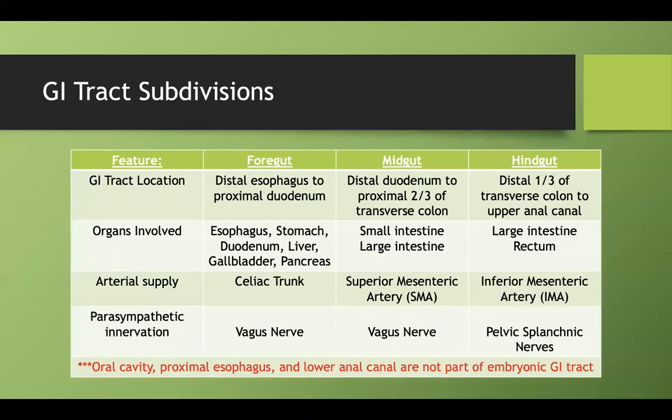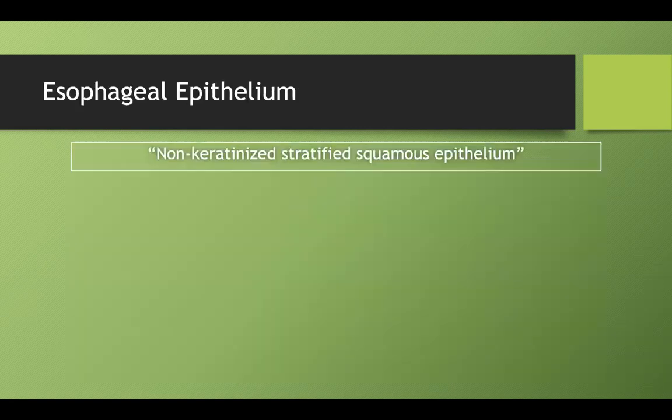And right here is another reminder from our GI intro lecture that not only the upper end of the esophagus, but also our oral cavity and the very end of our anal canal, the lower half of it, is all technically not part of the embryonic GI tract. So it has different cell types composed in that region. And that cell type is referred to as non-keratinized stratified squamous epithelia.